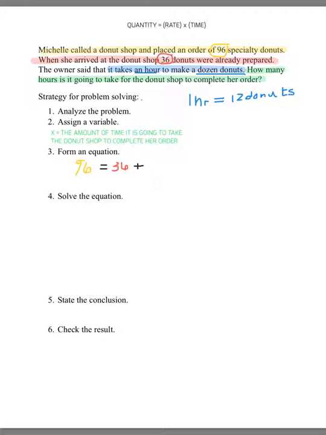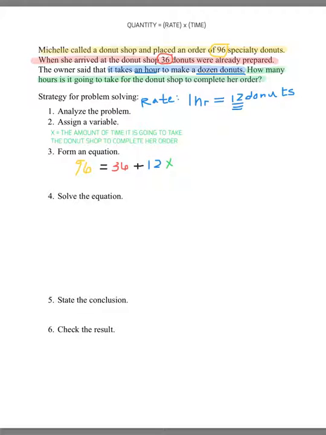So this is going to be our rate. More precisely, we're going to focus on the 12. So the rate is going to be 12, and we're going to multiply that by the time. Well, that's actually what we're after. What we want to know is the time that it takes. So that's going to be represented by our variable x. So that's going to be our equation.